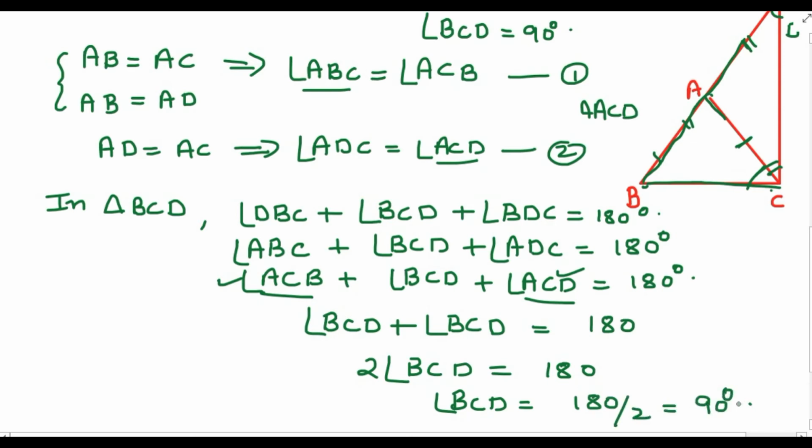Hence we have proved that angle BCD is a right angle. So again here we have used the angle sum property. AB equal to AC was already given.